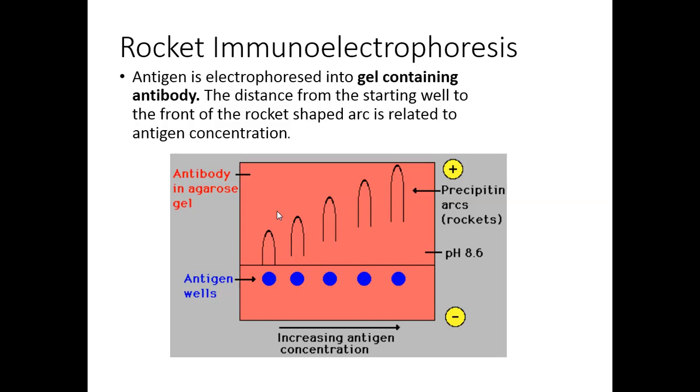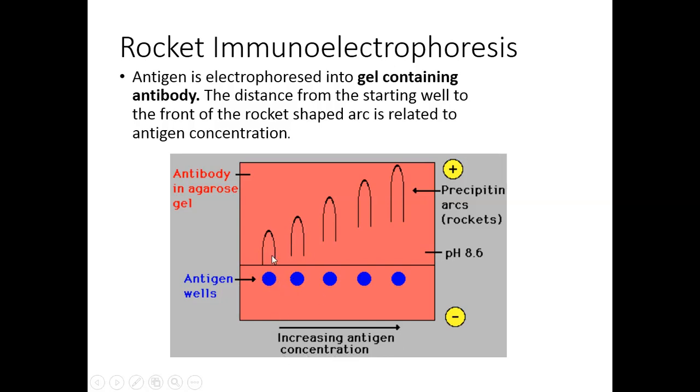So rocket electrophoresis really just talks about when you have an antigen. So this is gel, and this has antibody in the gel. So it's all over the plate. It's got antibody in it. And you put antigen into the wells, and this is an increase in concentration.